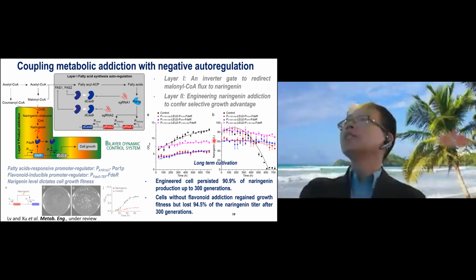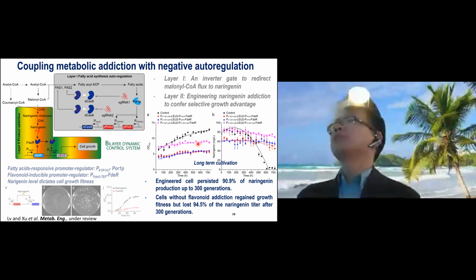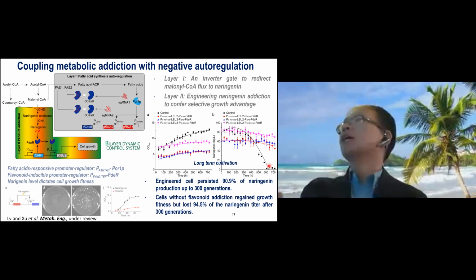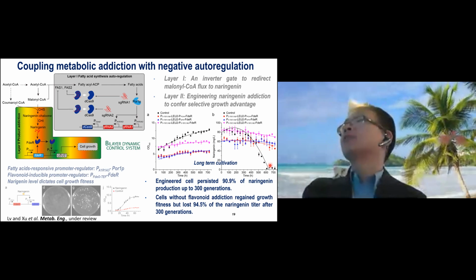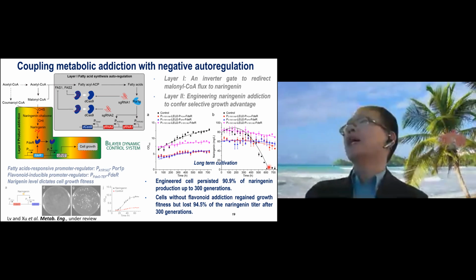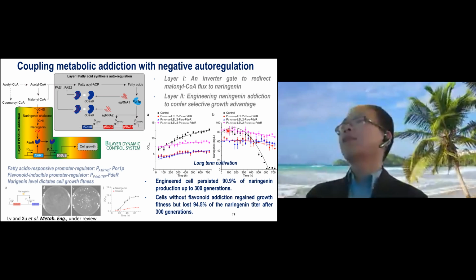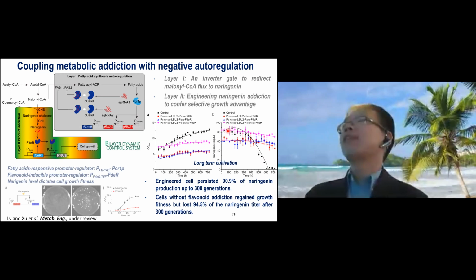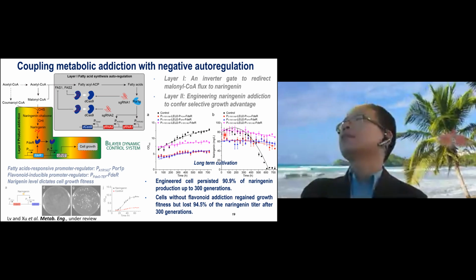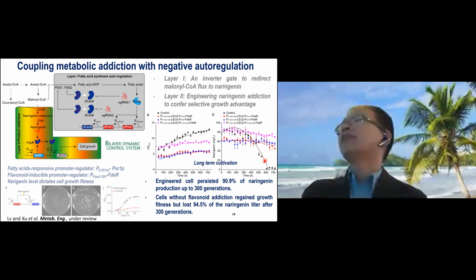But for the engineered cell, we found our cell can persist around 91% naringenin production up to 300 generations. Normally it's around 2 hours per generation, so 600 hours of inoculation time corresponds to 300 generations. The cells without flavonoid addiction basically regain the growth fitness, but they lost around 95% of naringenin titer after 300 generations. Here in this control cell, they lost around 95%.